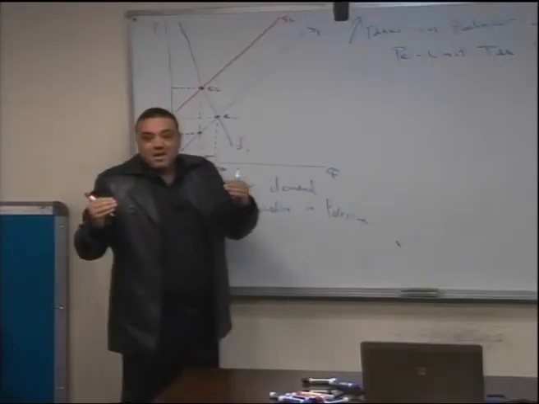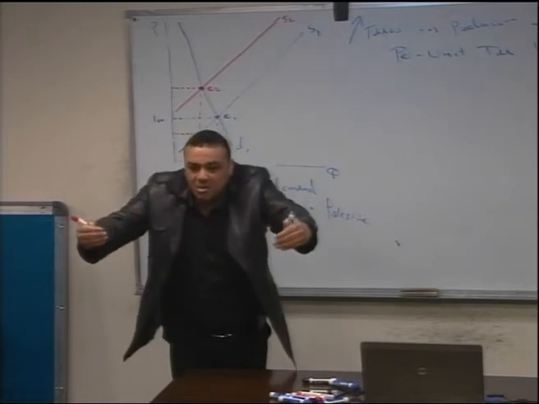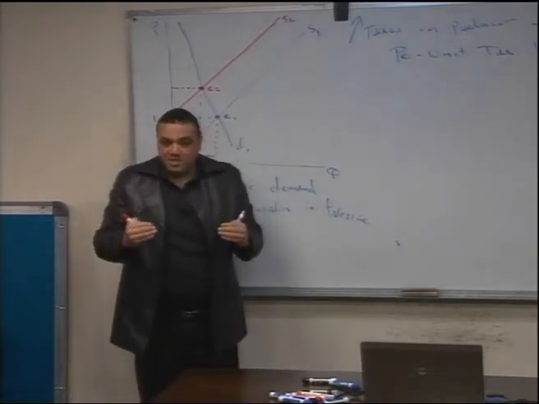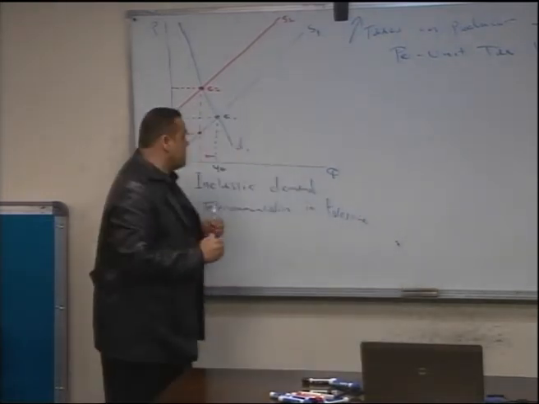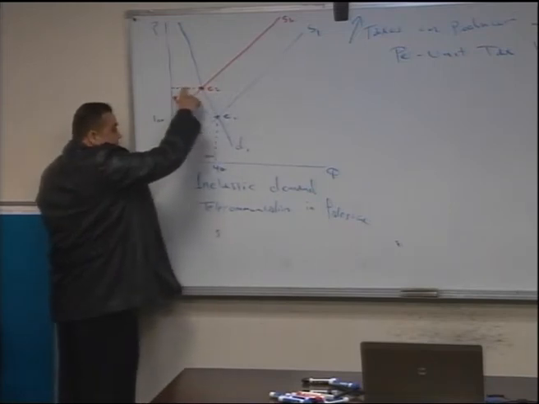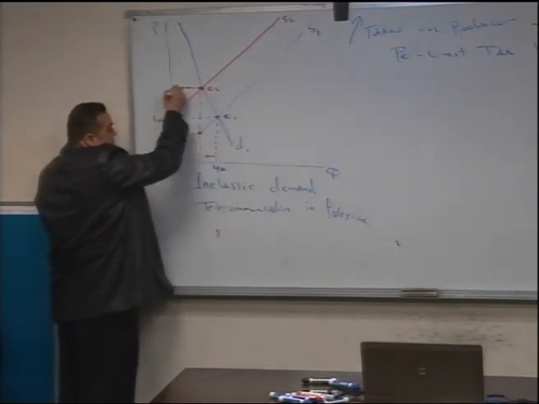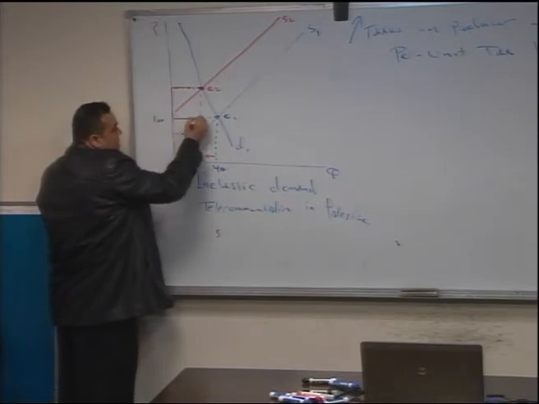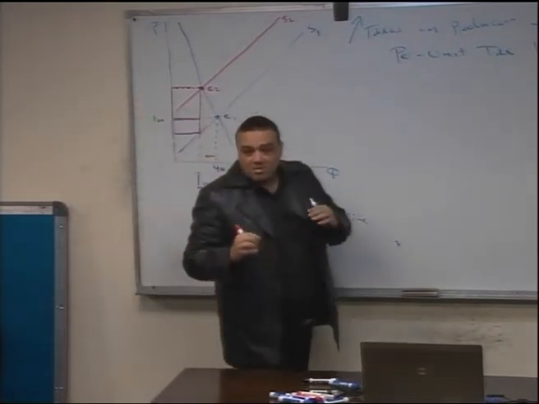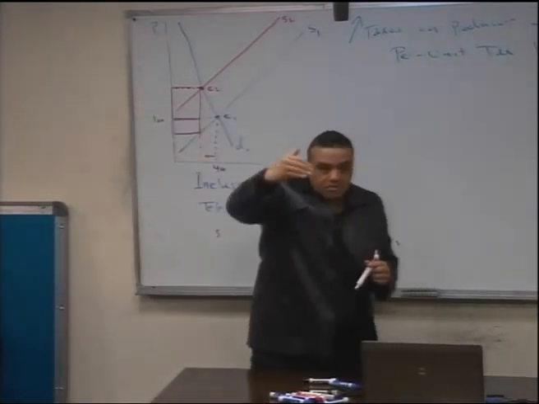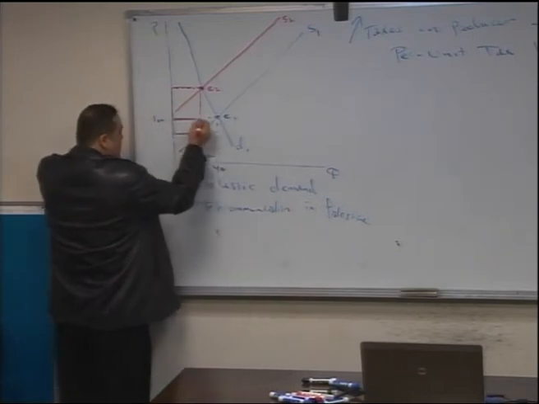Who bears the most? Where is the consumer share of tax burden? And where is the producer share of tax burden? The area above here is the consumer share of tax burden. And here's the producer share of tax burden. The consumer's share is always above the original equilibrium A1 here.